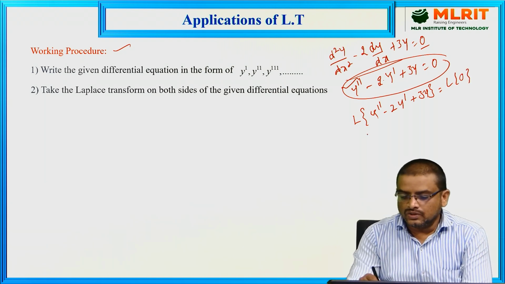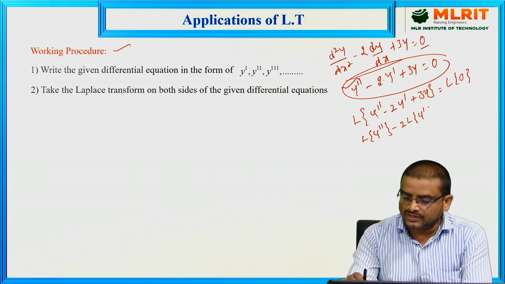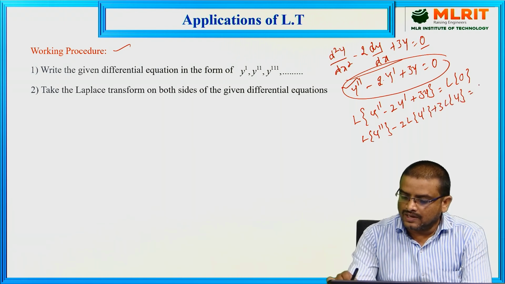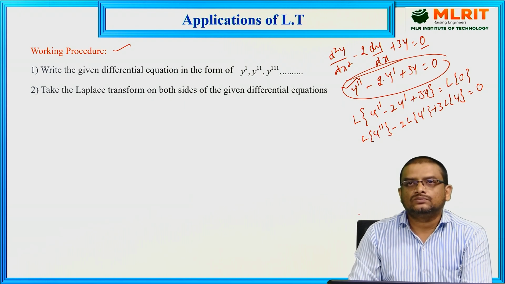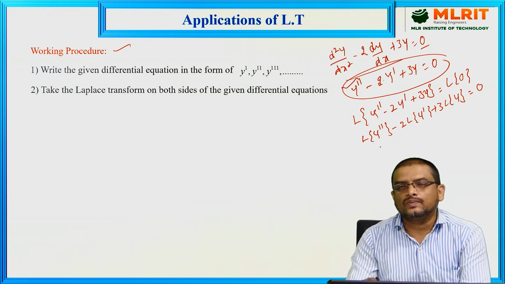Okay, so now apply the linearity property, then you will get Laplace transform of y double dash minus 2 into Laplace transform of y dash plus 3 into Laplace transform of y, and Laplace transform of 0 is 0. So like this, in the second step, these are the 2 points we have to remember.